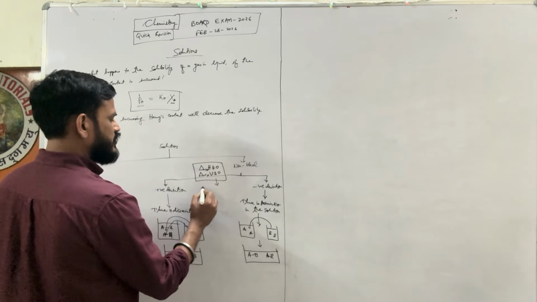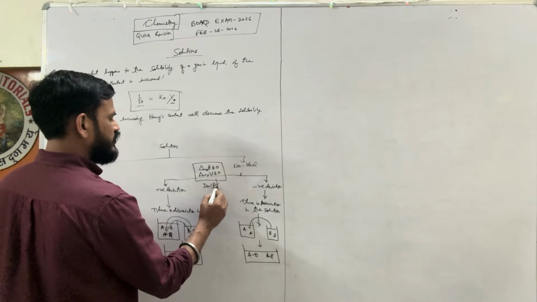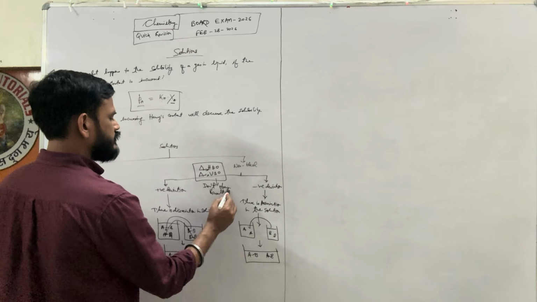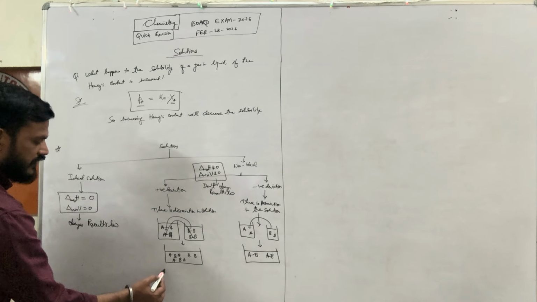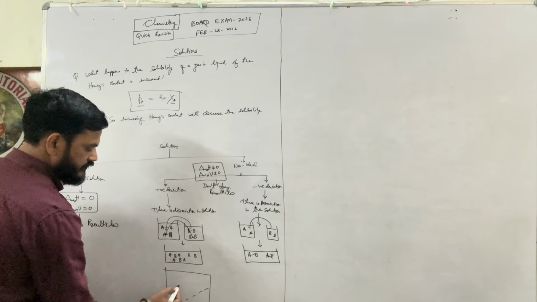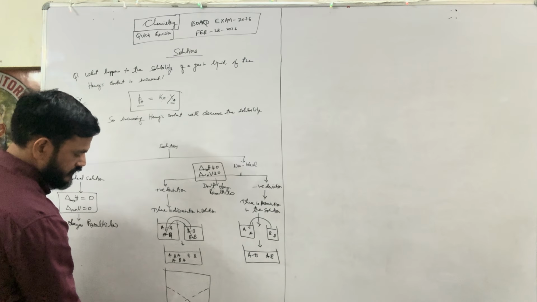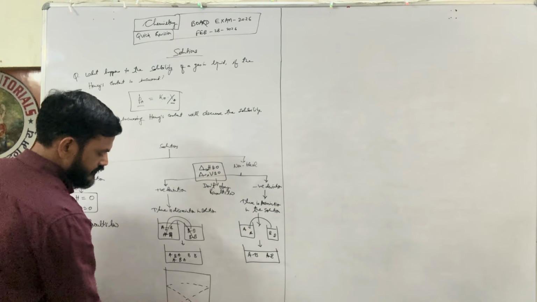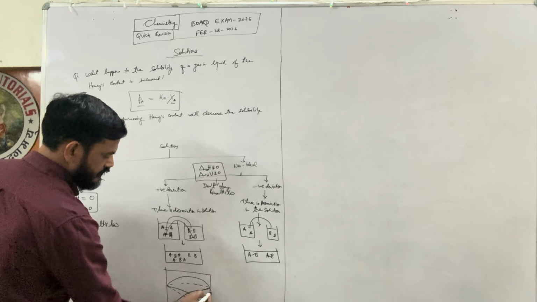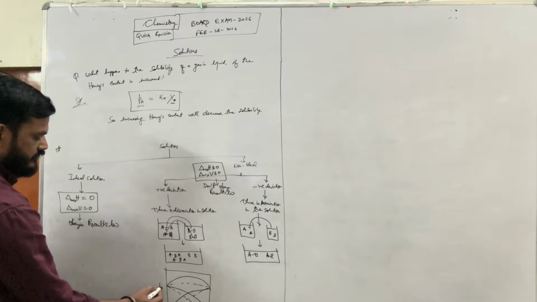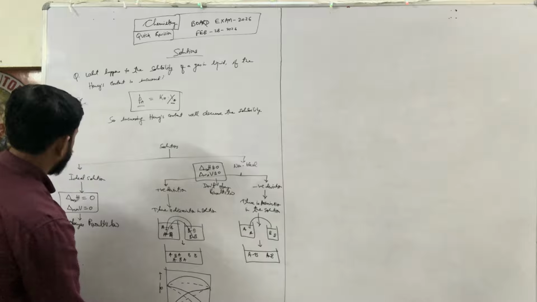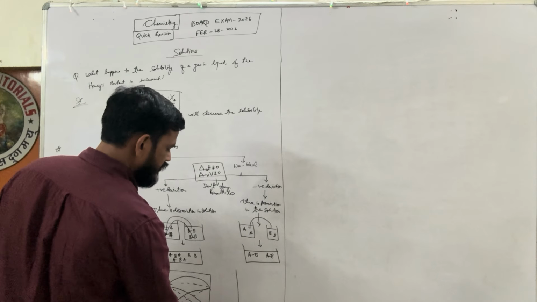They don't obey Raoult's law. Both ideal and non-ideal, but they don't obey Raoult's law. The graph for positive deviation looks like this. For negative deviation, the graph looks like this.